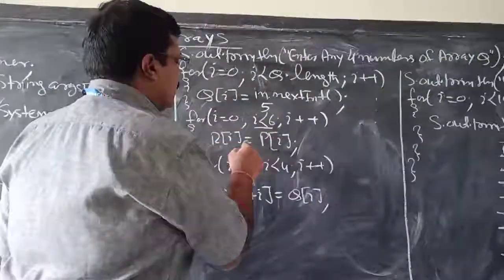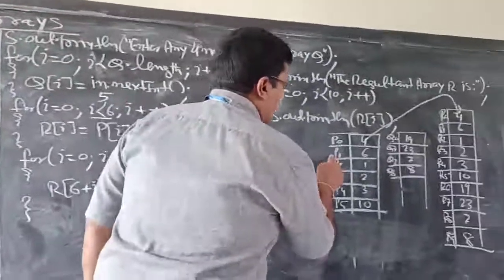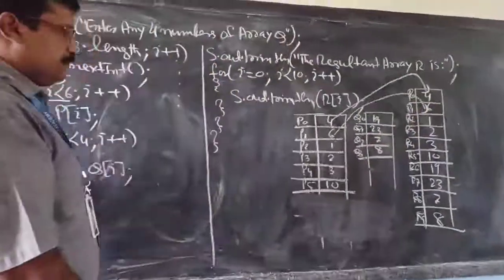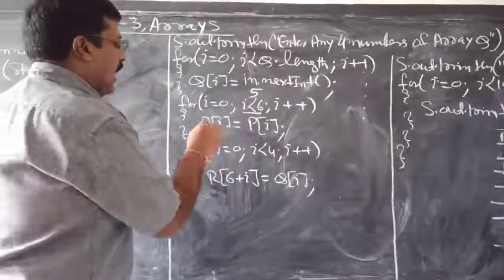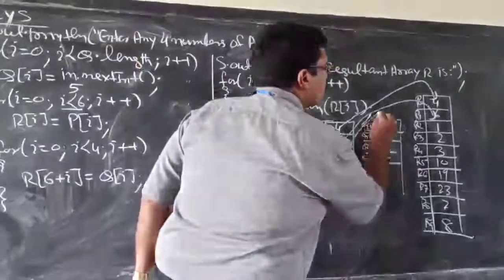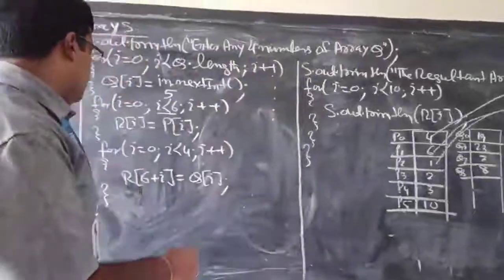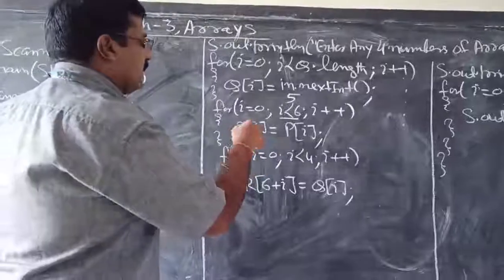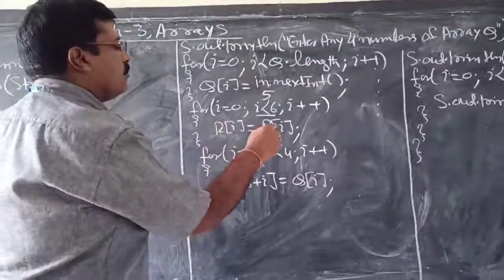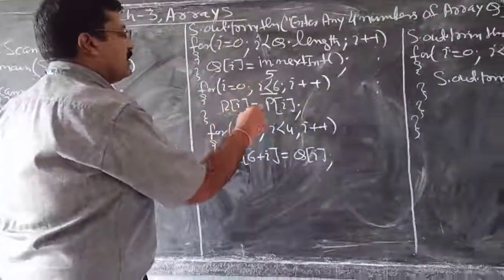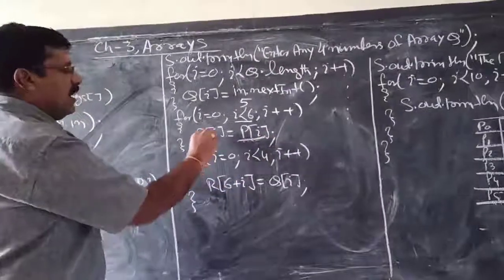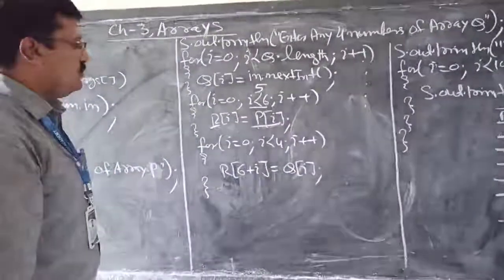R1 equal to P1. P1 is 6, so the 6 will be stored in R1. Next i will be 2. R2 equal to P2. P2 is 1, so this 1 will be stored in R2. Next R3 equal to P3. Next R4 equal to P4. Last, R5 equal to P5. So all the elements of array P are stored in array R. The first 6 elements are stored.